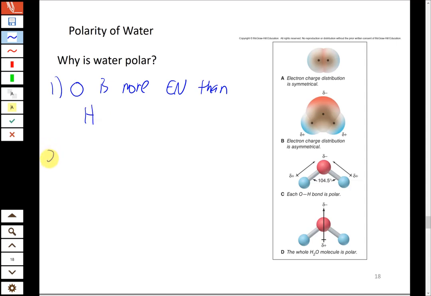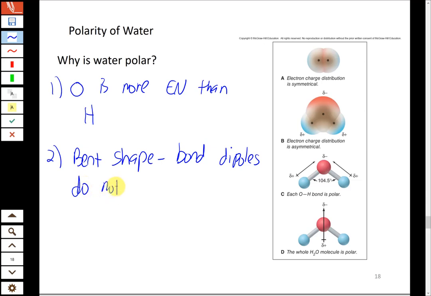Now the other important part is the bent shape of water. And so you have these two OH bond dipoles, but they don't cancel each other out because they're in a bent arrangement. If it was linear, then they would cancel and you wouldn't have a dipole moment for the whole molecule. But in this case, it's bent. And so that's what these diagrams are sort of showing over here.